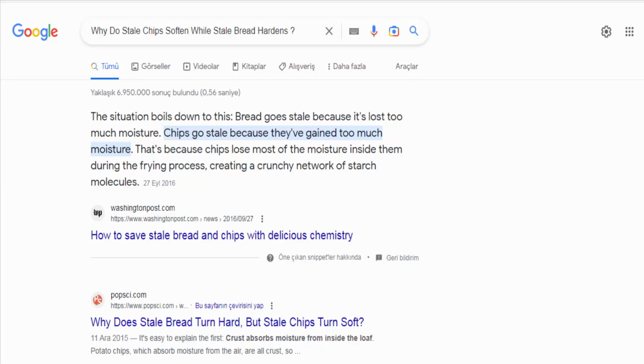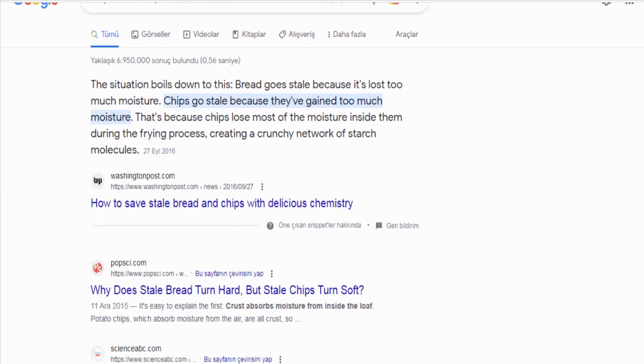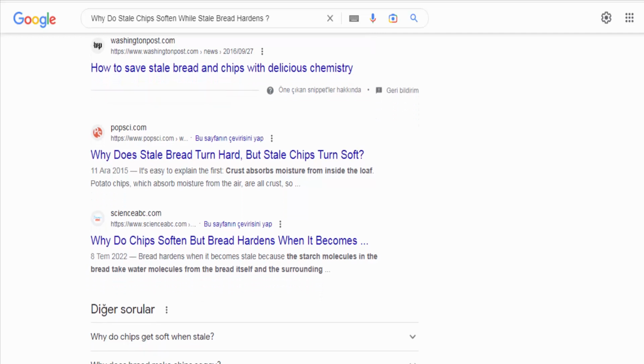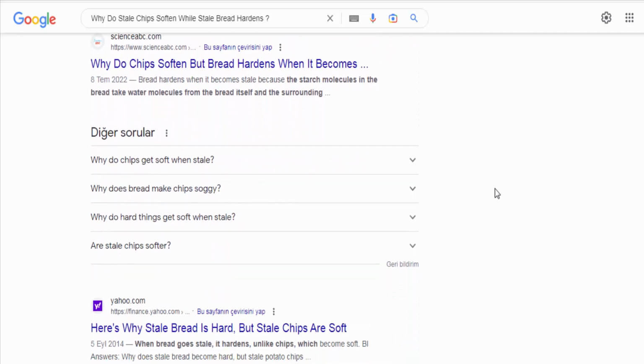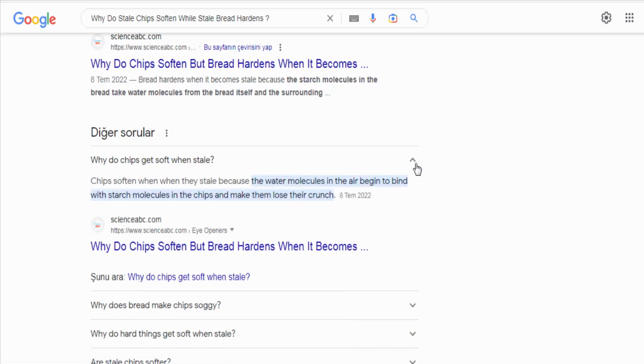Stale chips and stale bread undergo different processes that result in contrasting texture changes. Let's examine the reasons behind these differences. Moisture content. Bread contains a relatively high amount of moisture compared to chips.